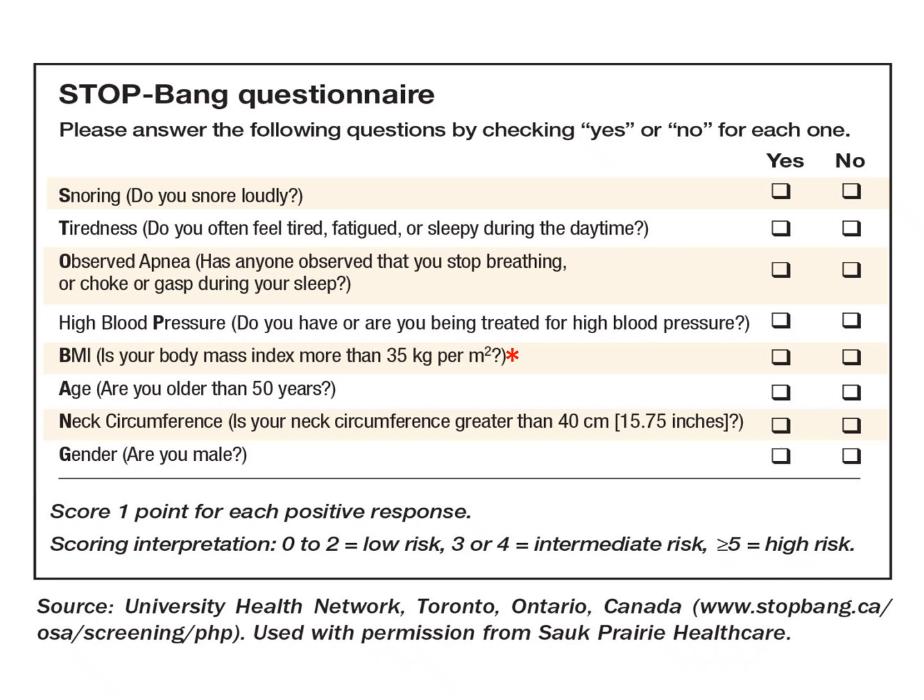And you score 1 point for each positive response. If you have a score between 1 and 2, you are at low risk of suffering from obstructive sleep apnea. If it is between 3 or 4, you are at intermediate risk. And if your score is greater than 5, you're at high risk.